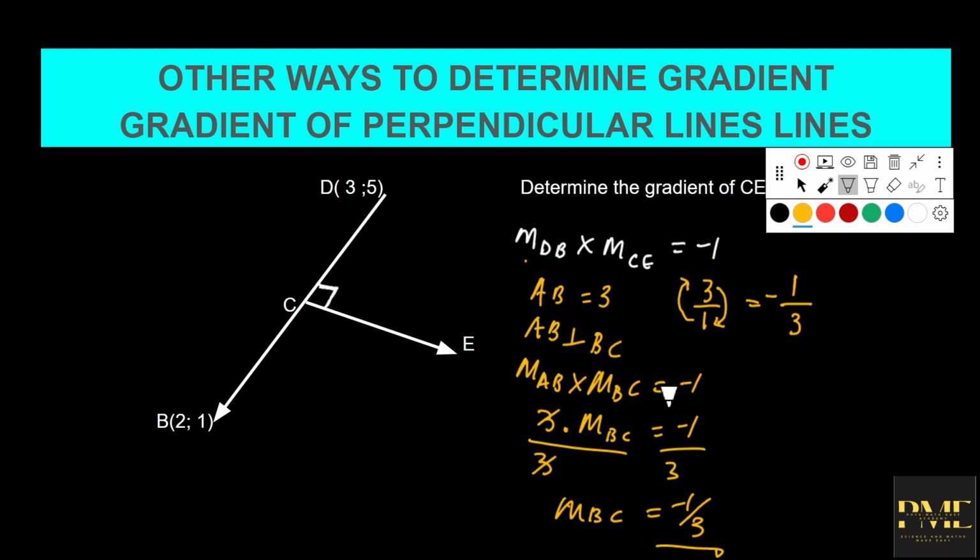So you see, we also got -1 over 3 this way, and you can get your gradient quickly by just using this method. Numerator to denominator, denominator to numerator, and then you change your signs.